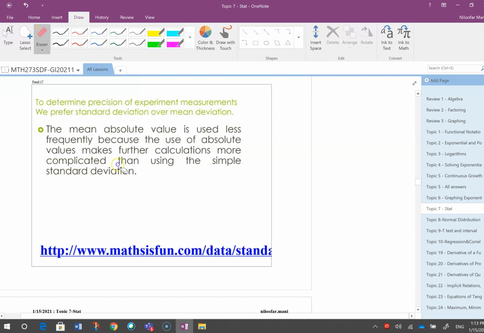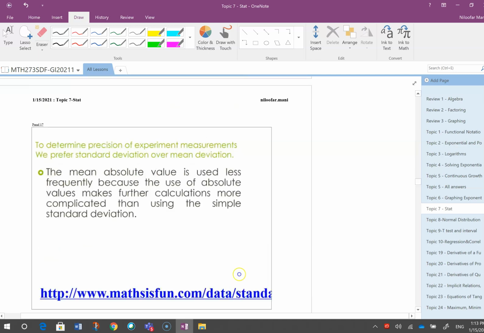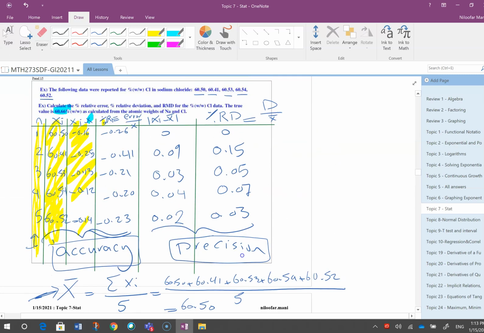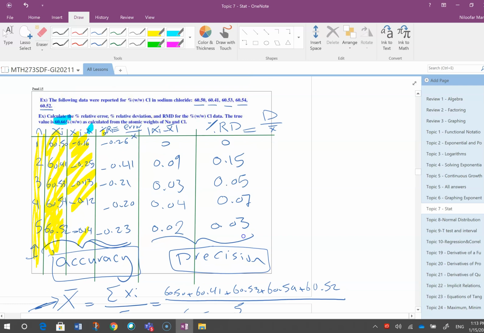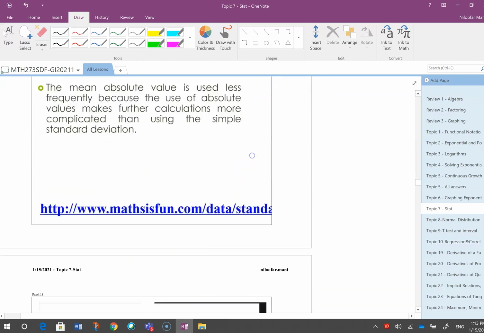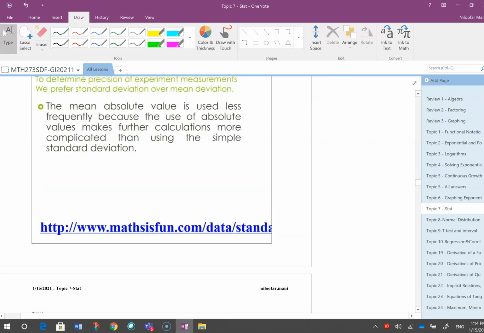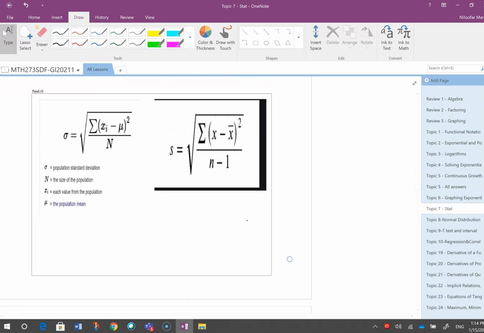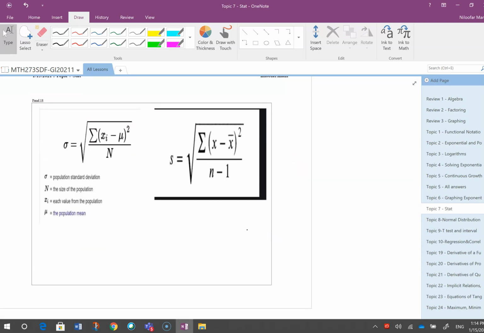So instead of these kinds of calculations, where I find the deviation, then relative deviation, percent relative deviation, mean deviation, and all of these, I use the standard deviation. What is a standard deviation? I'm going to show you the next slide. Okay, next page. This is the formula for a standard deviation.